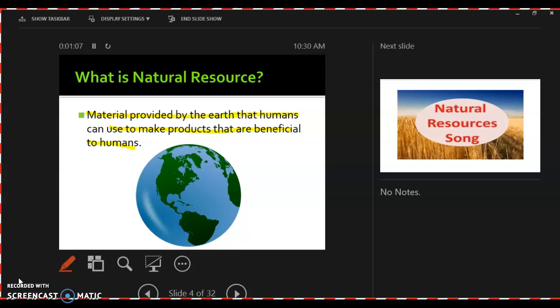For example, water. Water is a natural resource. We use water. We drink water. We use water to take showers, and to get water to our cows. But in order to get that water drinkable for us to use, we have to change it a little bit to make that product beneficial.